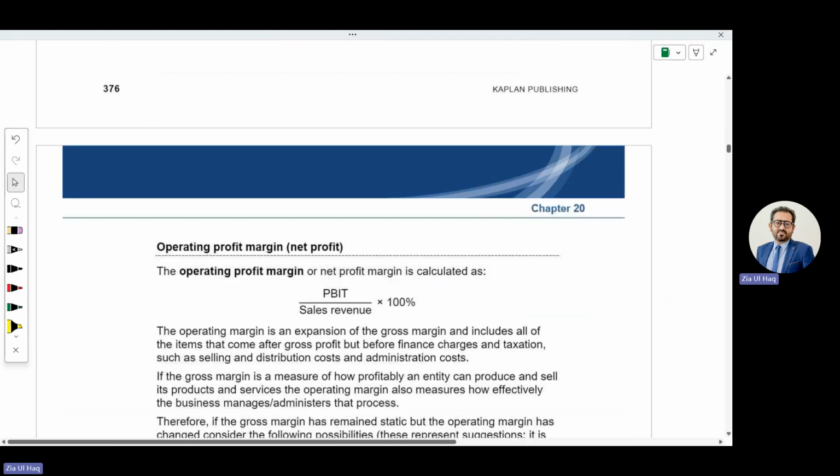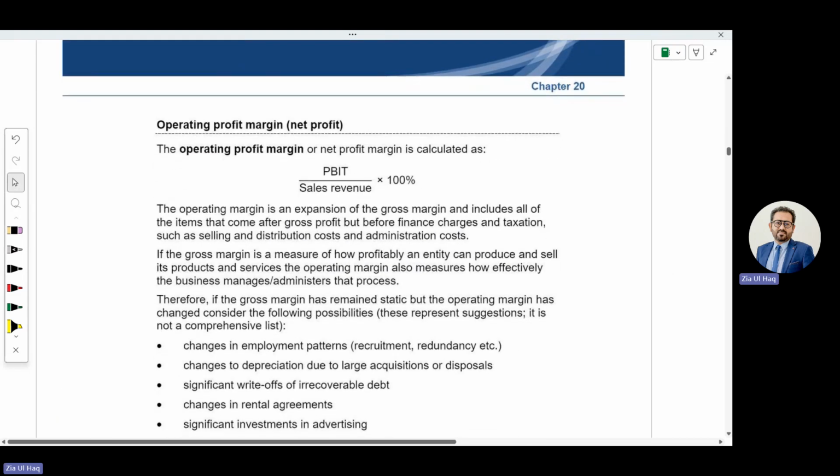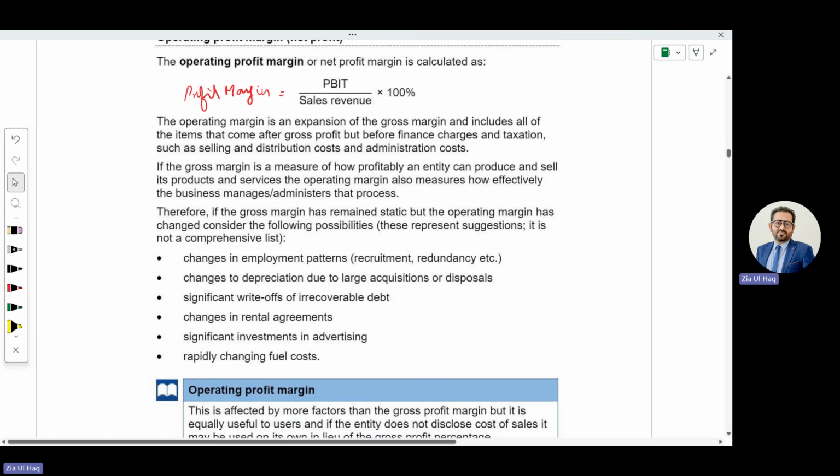Another profitability ratio is called operating profit margin. How to calculate operating profit margin? That is also called profit margin: profit over sales into 100. What profit? Profit before interest and tax, which is also called profit from operations. Profit over sales into 100. And this profit is calculated after deducting admin expenses and selling and distribution expenses from gross profit.